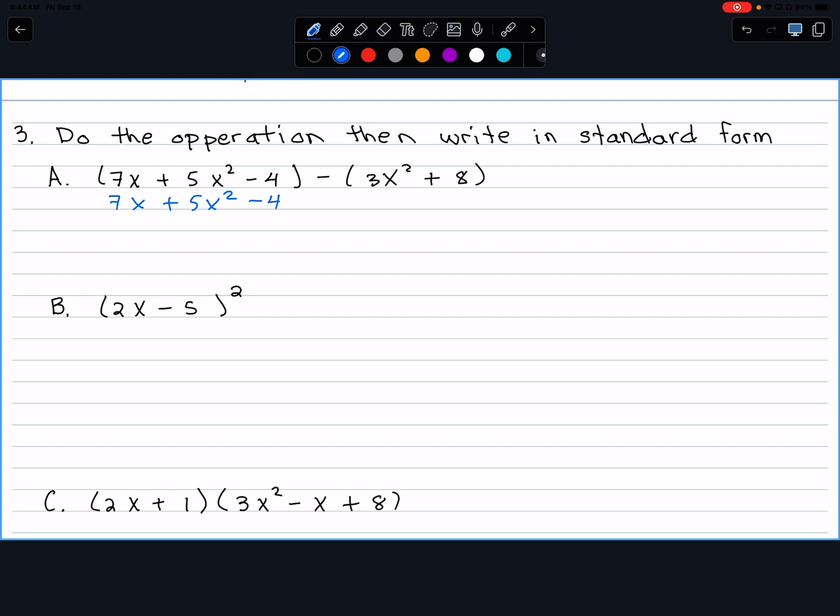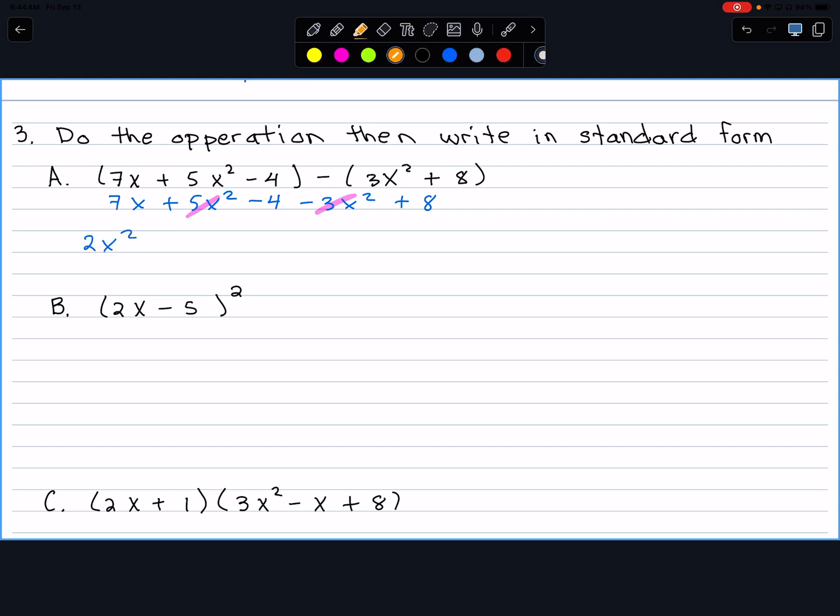Reminder, because there's a negative, we got to distribute that negative through. Next, we're going to combine any like terms. I'm going to start with my highest term so I can have this in standard form when I'm finished. So looks like x squareds are our highest term. So we have 5x squareds minus 3x squared. So we have a total of 2x squareds.